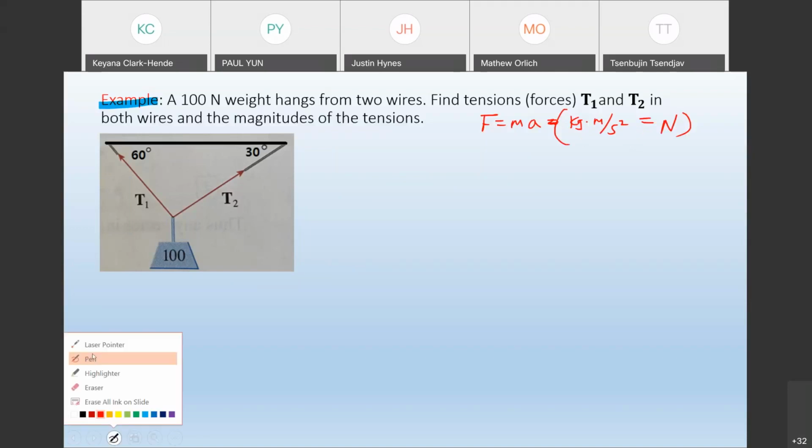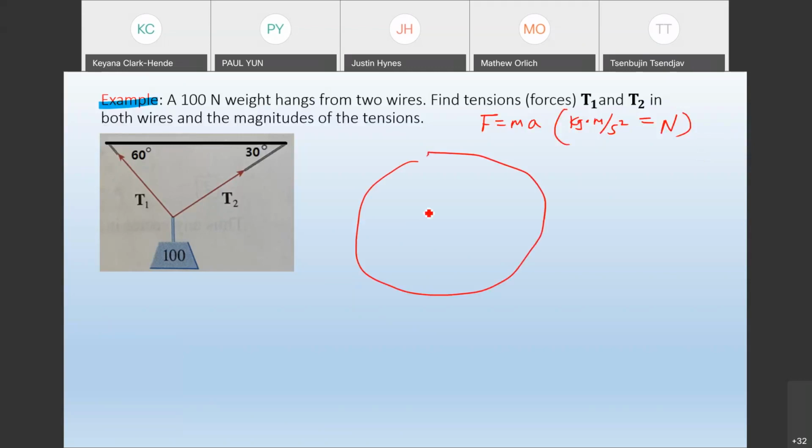So 1 Newton is something like how much force? Think of it like you go to a store, grab a typical apple and then lift it up. Then you feel the force.